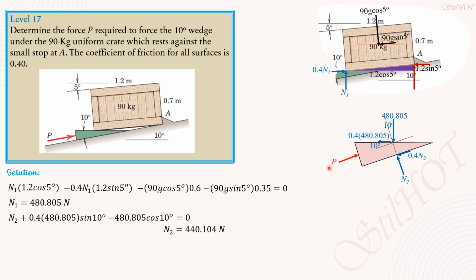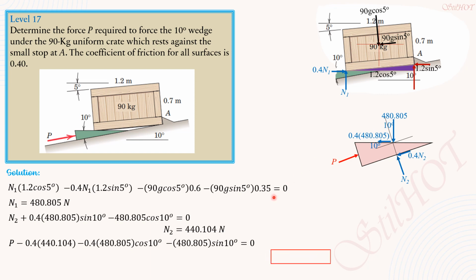Then finally, to solve for P, this is the tangential axis. Summation of forces tangential equals 0. So you have P minus 0.4 of 480.805 cosine of 10 degrees, minus 0.4 of N2, 0.4 of 440.104, minus 0.4 of 480.805 cosine of 10 degrees, then minus 480.805 sine of 10 degrees equals 0. So from there, we can solve for P, and P is equal to 448.9 newtons.